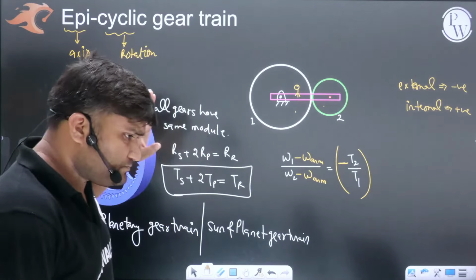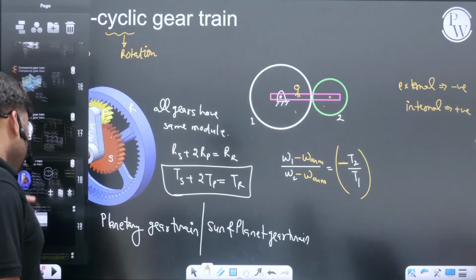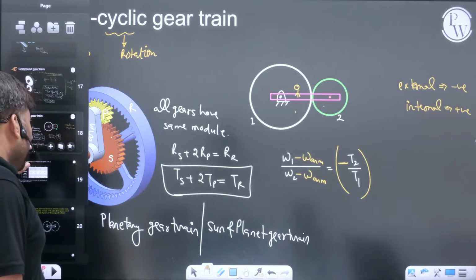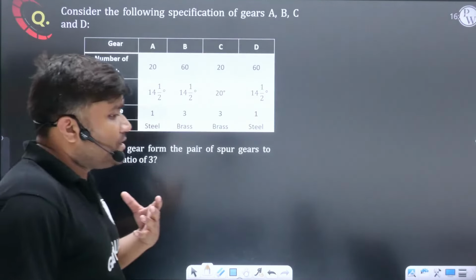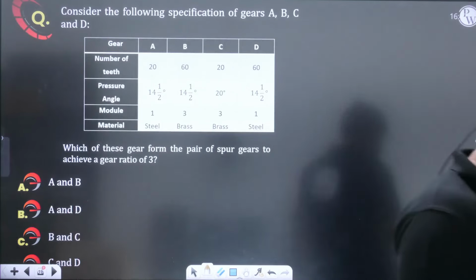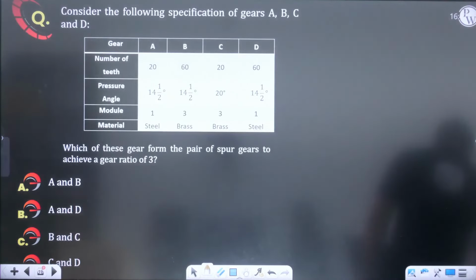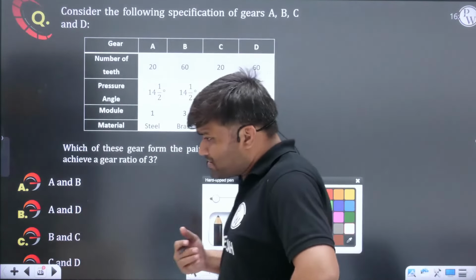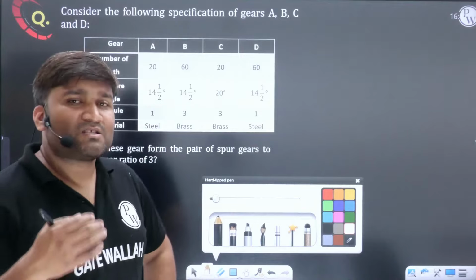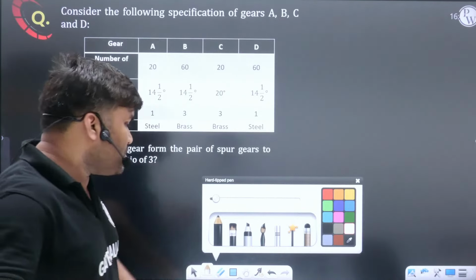Clear है ना? चलो, in the gear chapter and gear train, only these are the questions which are generally asked. Now before ending this short crisp video, I would like to discuss two questions just to give you more conceptual clarity.